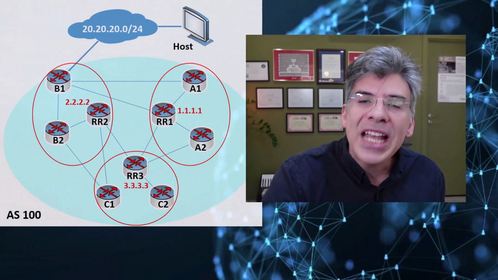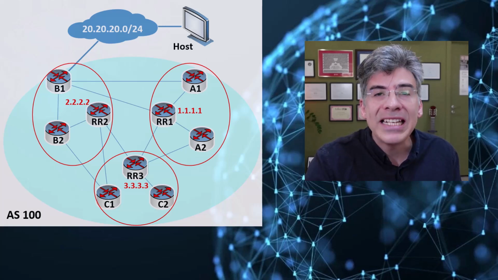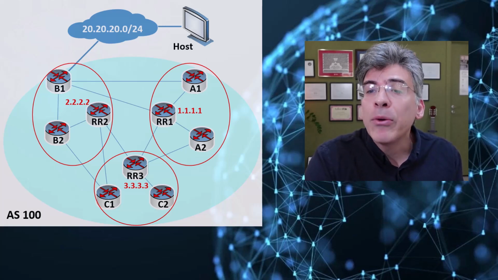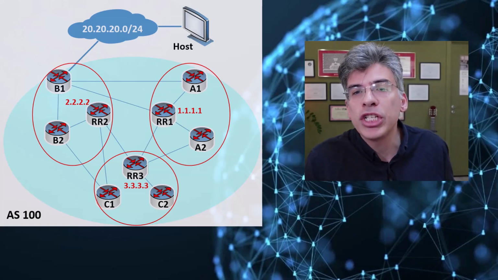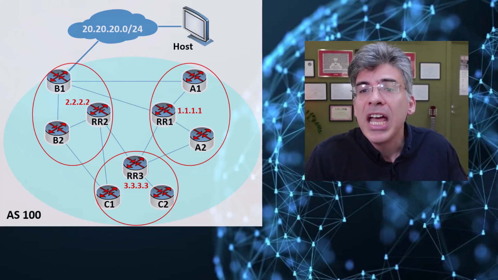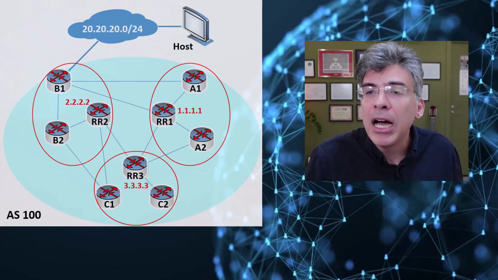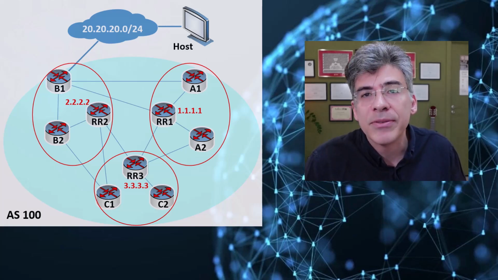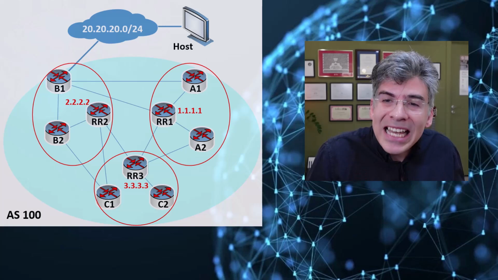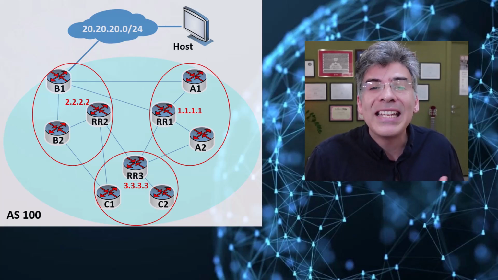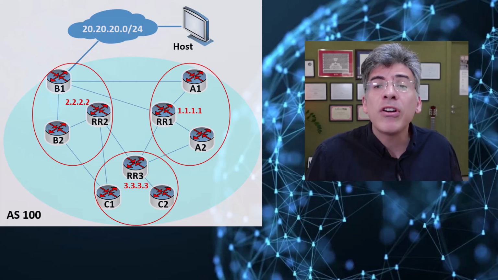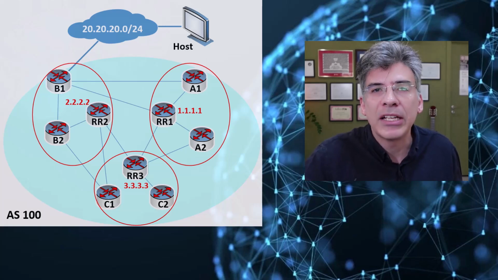Now, in order to understand the concept of cluster lists, let's first take a look at what a cluster is. A cluster, in the terminology of iBGP route reflectors, is essentially a grouping of route reflectors and their clients. By default, each single route reflector along with its client routers constitute a single cluster. And the cluster ID is actually the router ID of the route reflector itself.